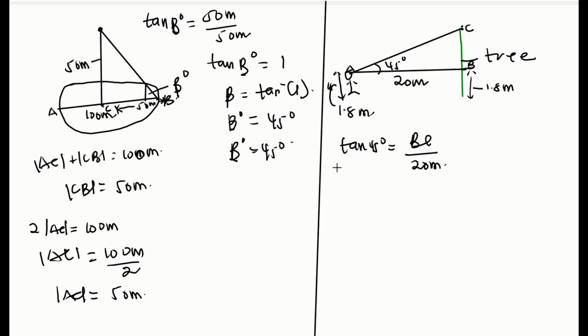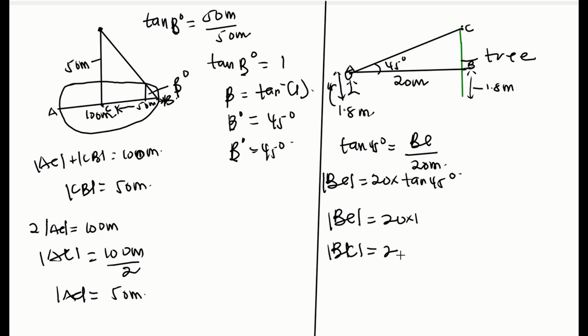Alright. Then what will be my BC? The length of my BC is going to be 20 times tan 45 degrees. But earlier we identified that tan 45 is 1. Alright, if tan 45 is 1, we can as well punch into the calculator that tan 45 is 1. So that means that BC is going to be equal to 20 times 1, where the length of BC is going to be 20 meters.